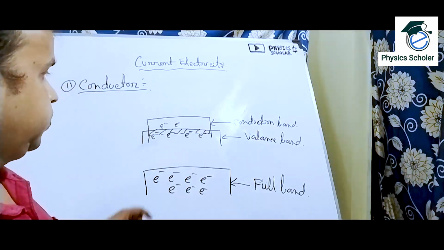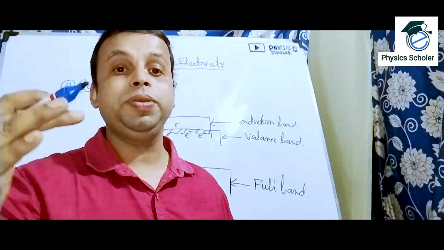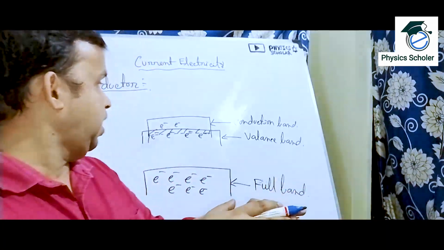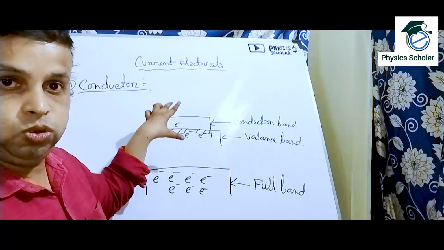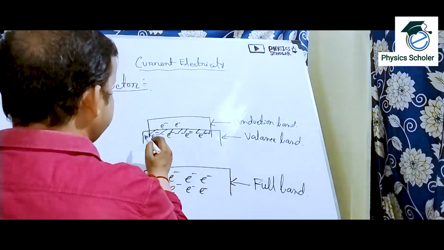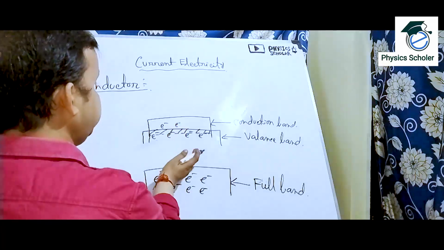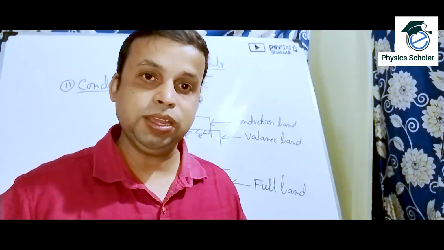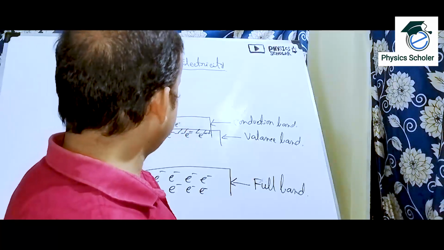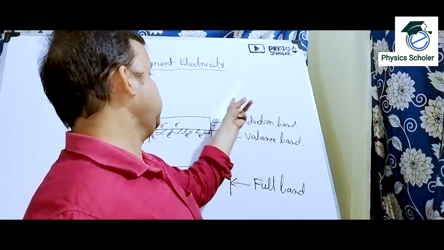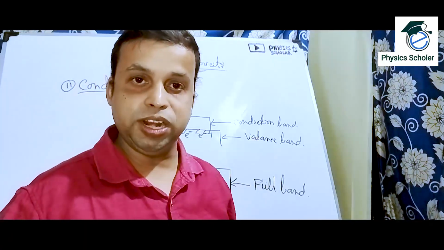So here no forbidden gap is there. That means the valence band and the conduction band overlap with each other. That's why the electrons in the valence band will act as members of the conduction band also. So in normal condition, a number of free electrons are available in the conduction band, because electrons of the valence band act as electrons of the conduction band.